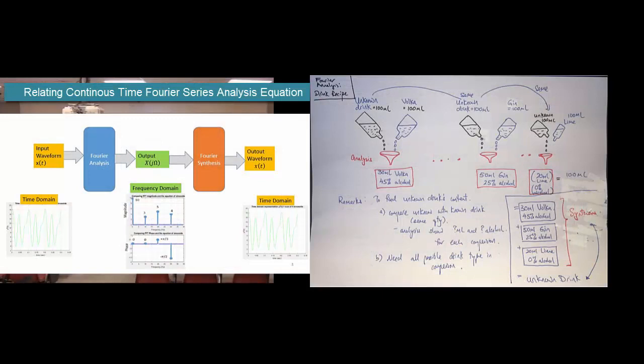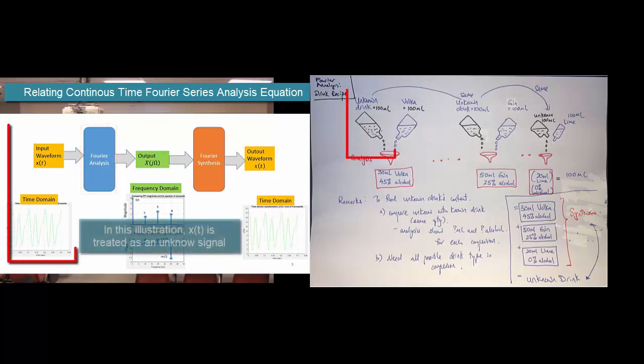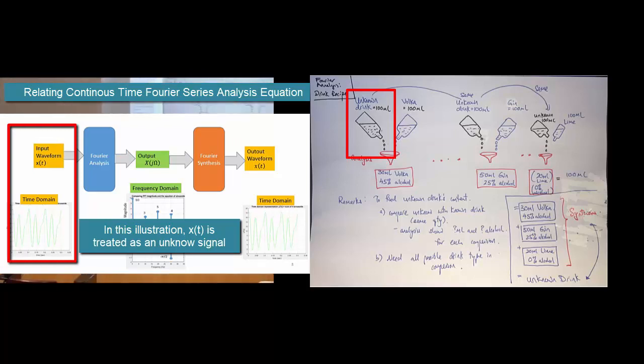Right. In these next few slides, we'll discuss Fourier analysis using an intuitive problem we want to solve. The problem is, given an unknown drink, find the composition of various types of drinks inside it. For example, if this drink is a cocktail created from some alcoholic beverages, we want to find what the different contents of the alcoholic beverage are.